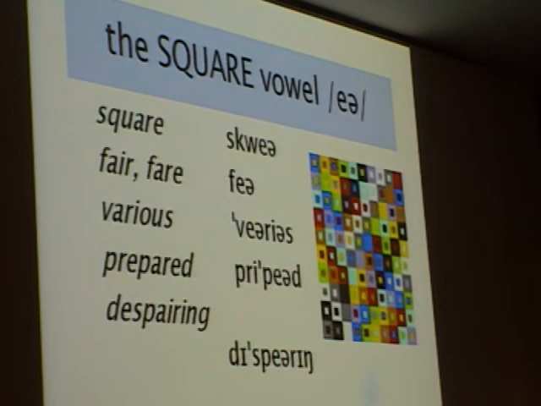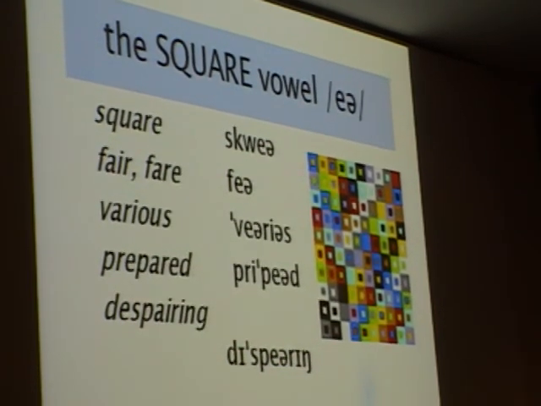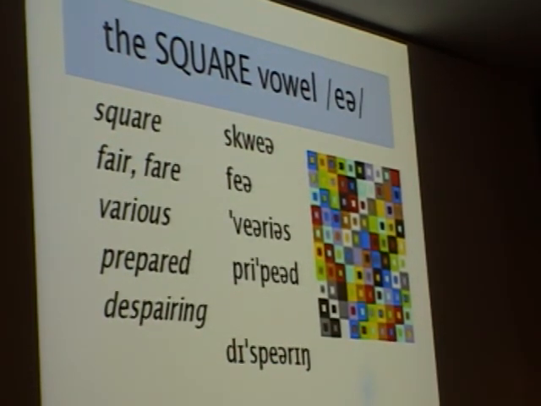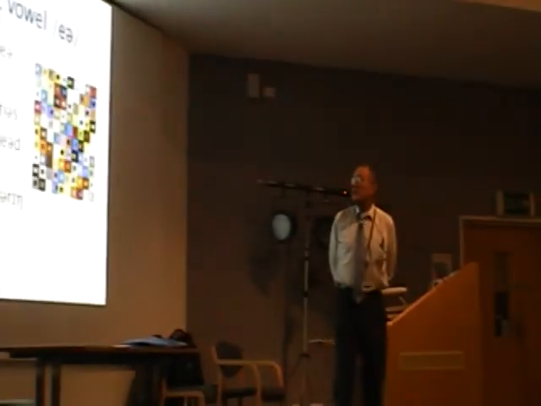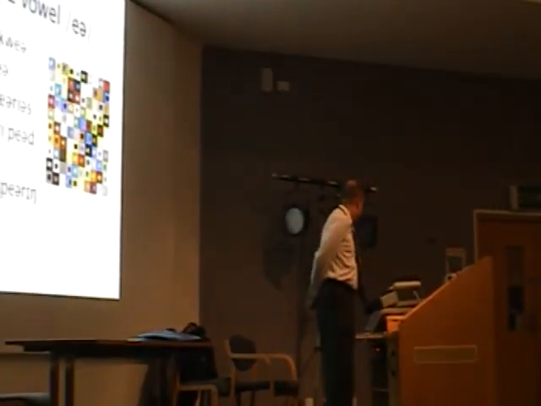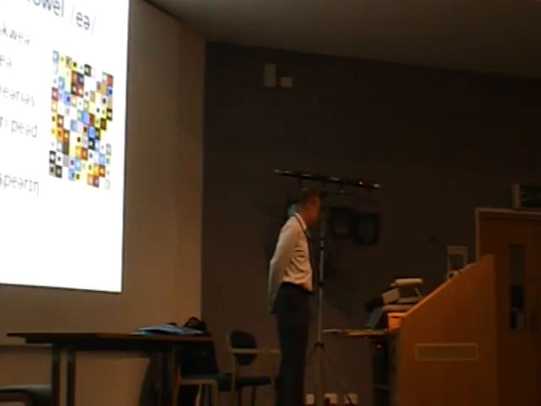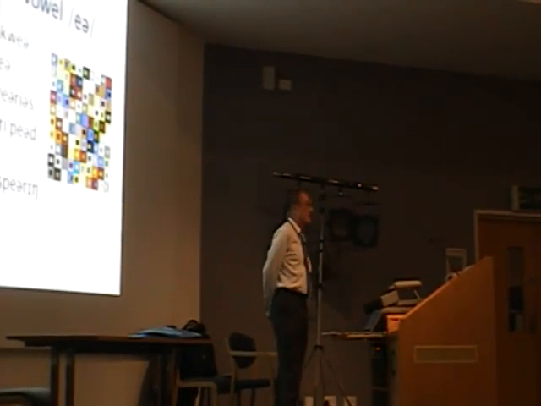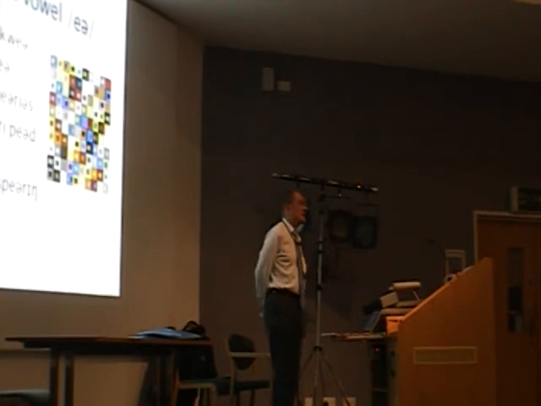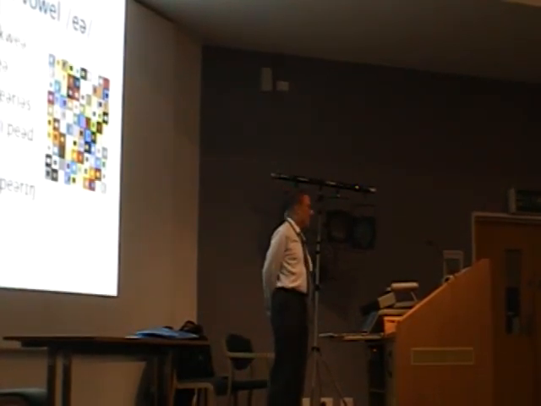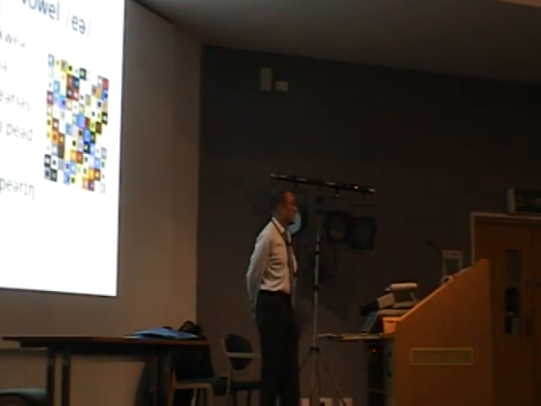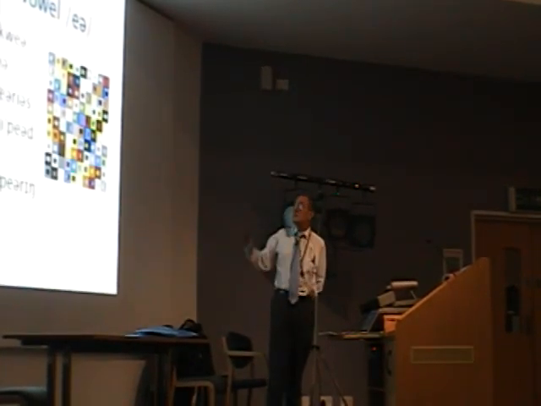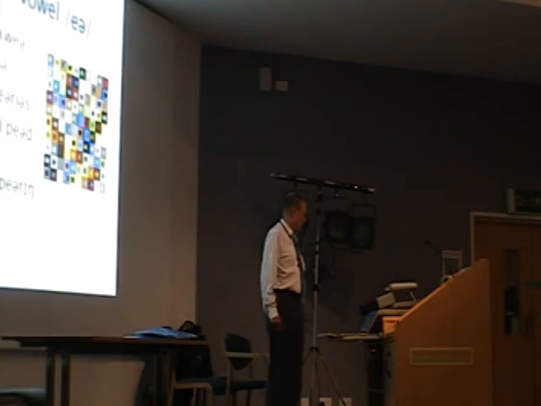However, the trend nowadays is more and more to pronounce it as a monophthong, as a long, steady vowel, and therefore to say square, fair, various, prepared, despairing. You can do that if you prefer. I don't think it's necessary to change the transcription, but you will find one or two dictionaries now that have changed the transcription into something showing just a long one.